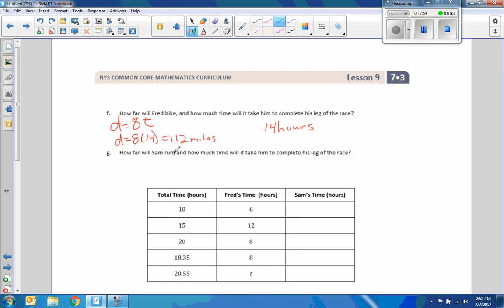How far will Sam run? Distance equals 4 times 20.55 minus t.